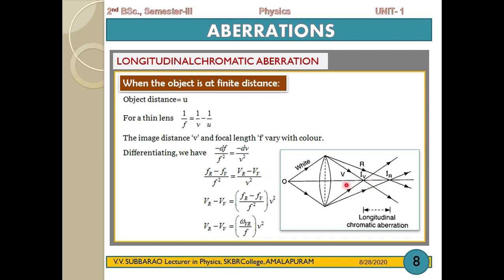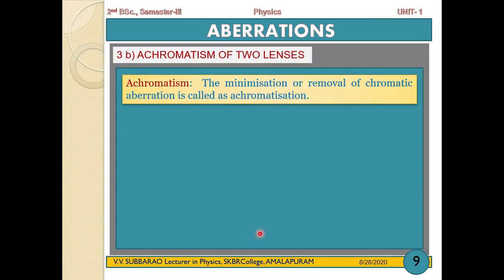So to find the distance between Iv and Ir, we find the value of Vr minus Vv. Vr minus Vv equals (Fr minus Fv) by F square into V square. And in the previous case, we have shown that (Fr minus Fv) by F square equals omega VR by F. Therefore, the longitudinal chromatic aberration when the object is placed at a finite distance is given by (omega VR by F) into V square. Now, achromatism of two lenses.